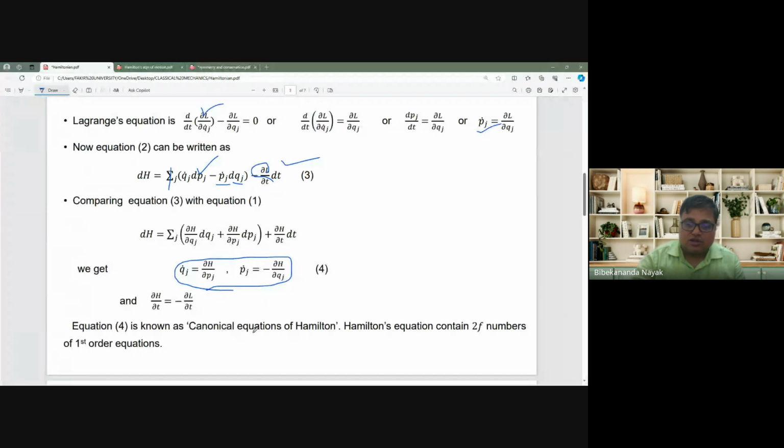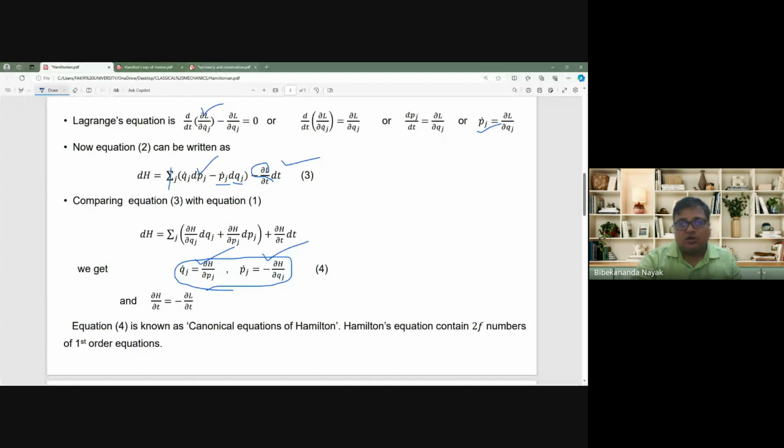These are canonical equations of motion because Qj and Pj form canonical coordinates, and they contain 2f first order equations. Here f is the number of degrees of freedom, that many equations from each set. So f plus f, 2f first order equations. These are Hamilton's equations of motion. Okay.